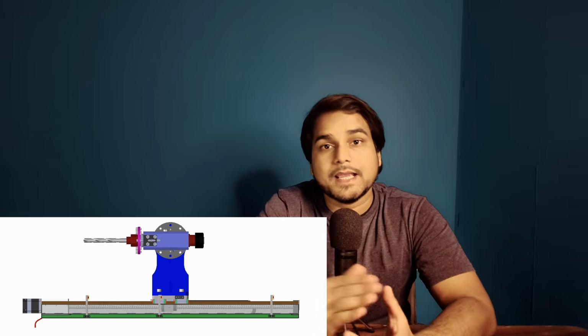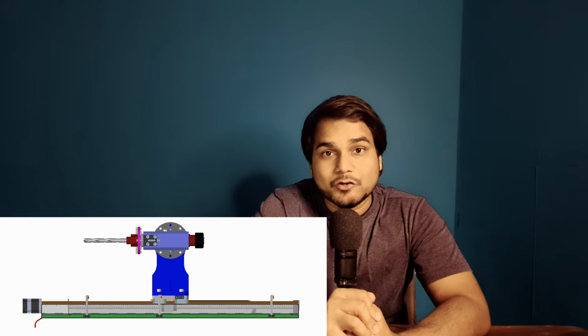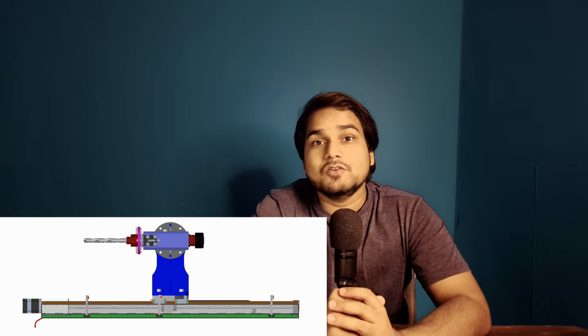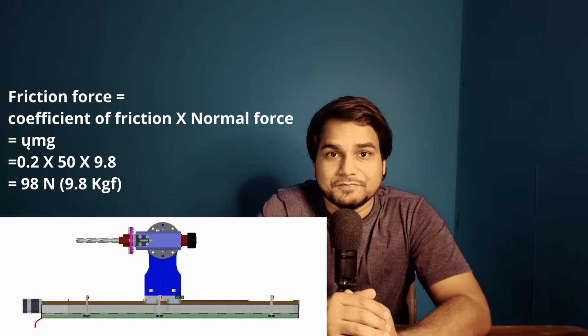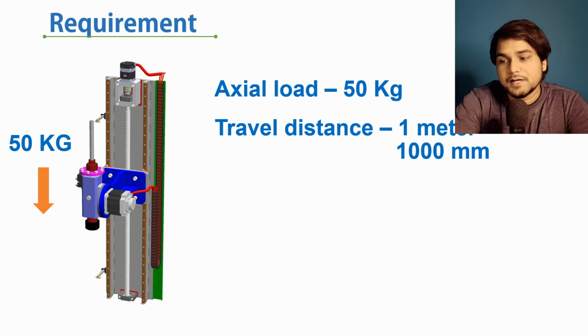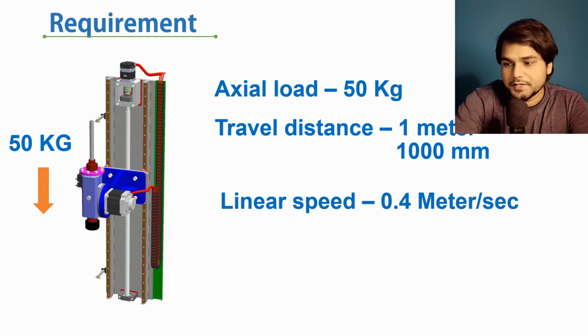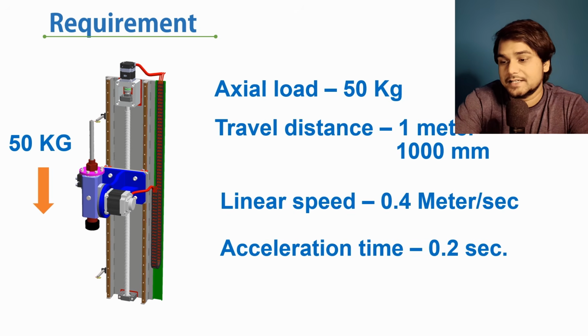The load on the linear actuator can be horizontal also, and this is not a big deal. We can calculate the axial load on the linear actuator using the normal force formula, and the axial load will be due to the sliding friction, and the rest of the calculation steps will be exactly the same. And now the required travel distance is given as 1 meter, meaning 1000 millimeter. Maximum required speed is given as 0.4 meter per second. Speed acceleration and deceleration time is given as 0.2 seconds.